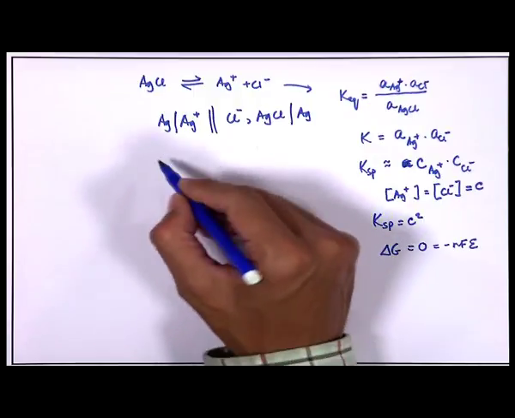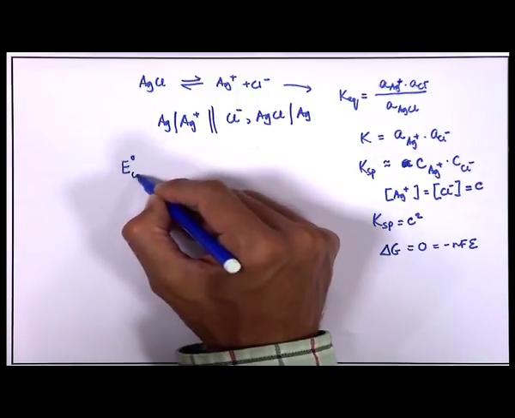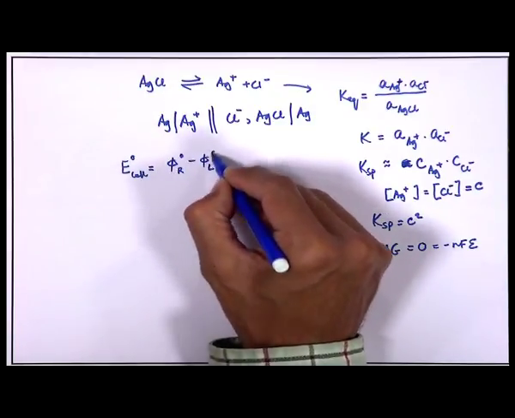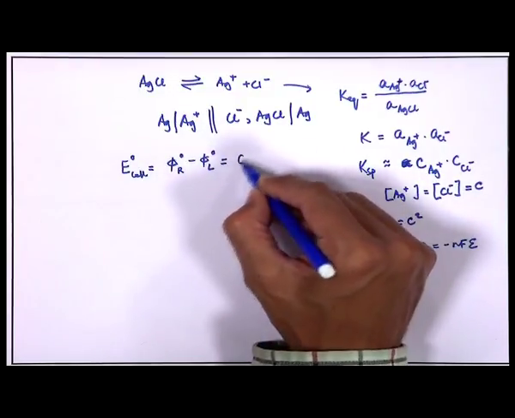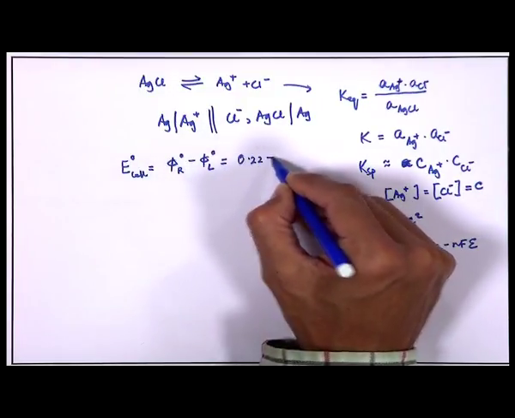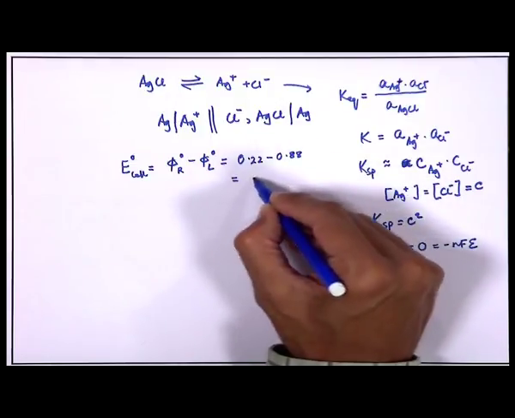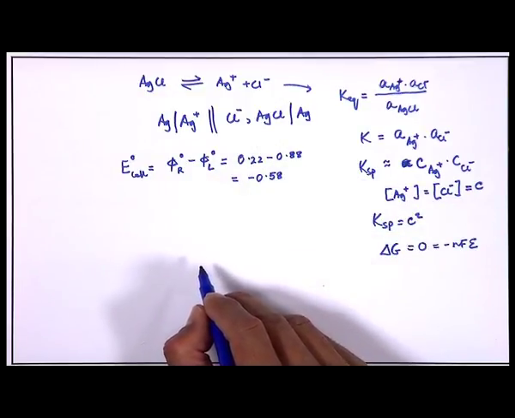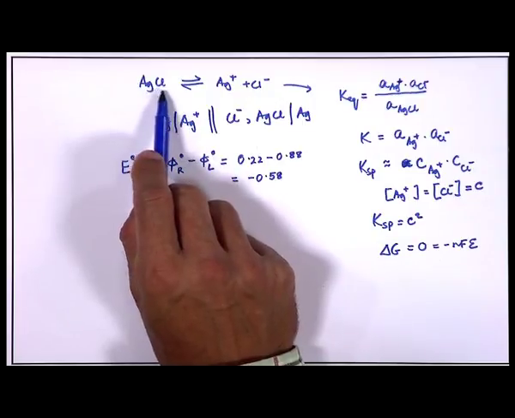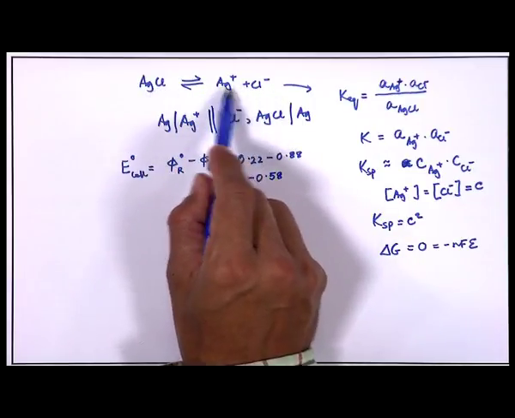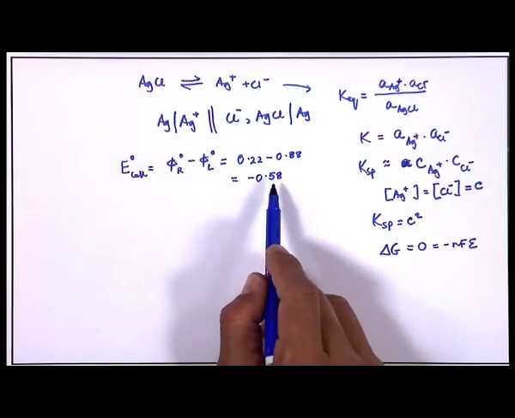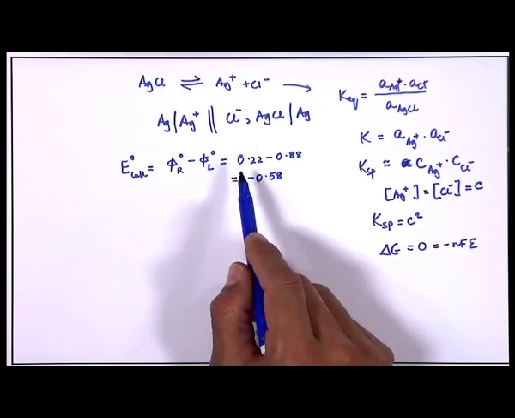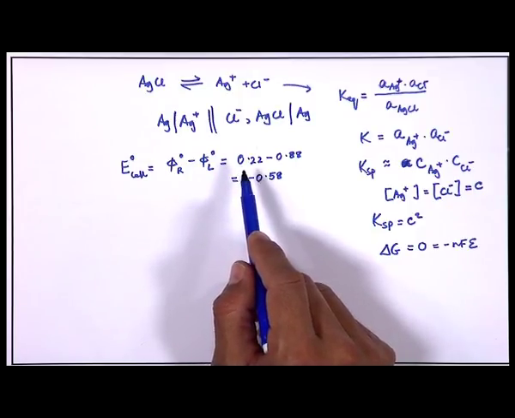So, therefore, E0 cell will be equal to phi right 0 minus phi left 0, and phi right 0 is 0.22, phi left 0 is minus 0.88, that gets you minus 0.58 volt. Okay. So, therefore, the way it is represented is not a spontaneous process, rather this will be the spontaneous direction. Okay. So, therefore, Ag+ and Cl- will combine with each other to form solid AgCl, and it will precipitate out of the solution.